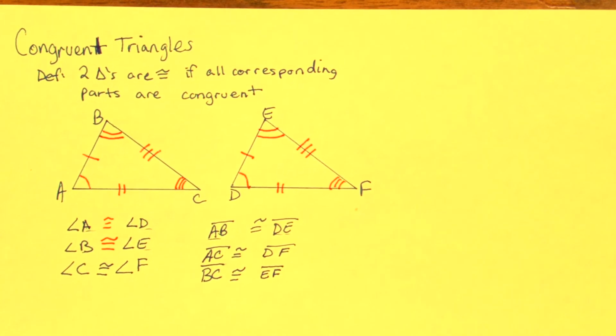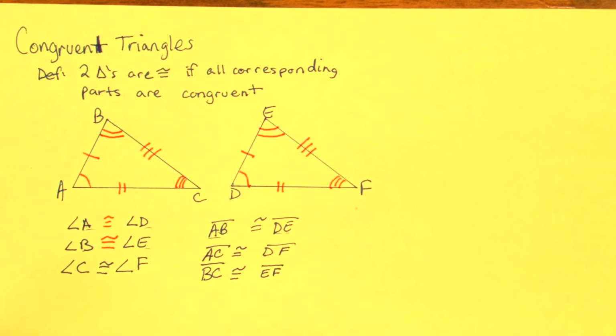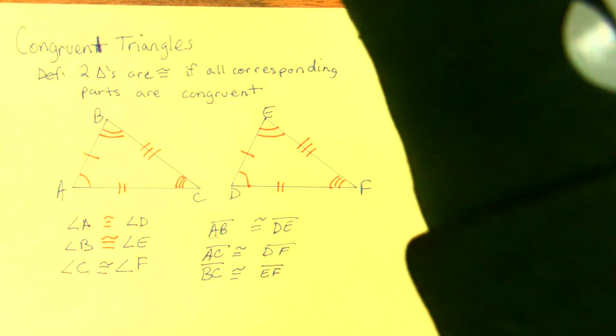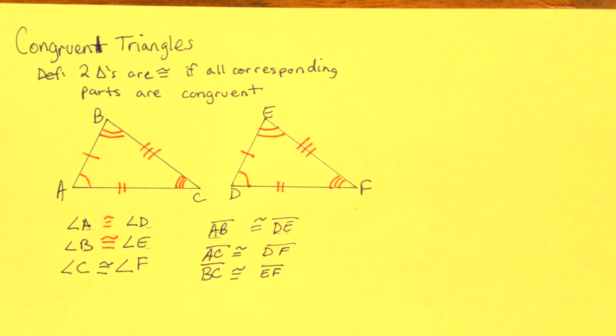So this is what it means for triangles to be congruent to each other. You need to have 6 different congruency statements. And the 6 need to be 3 angles and 3 sides. If you don't have those, you don't have congruent triangles.